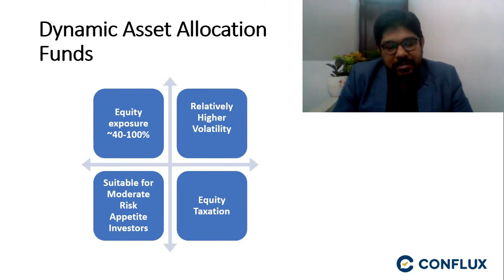Dynamic asset allocation. I think of late there has been a lot of talk across this particular category. Essentially, the reason these papers are into the scheme of things is because it has the objective where you can raise the equity allocation from 40 to 100% at any point of time. Because of a higher equity exposure, it is suitable for people who are generally into the moderate risk appetite. It also has an equity taxation.